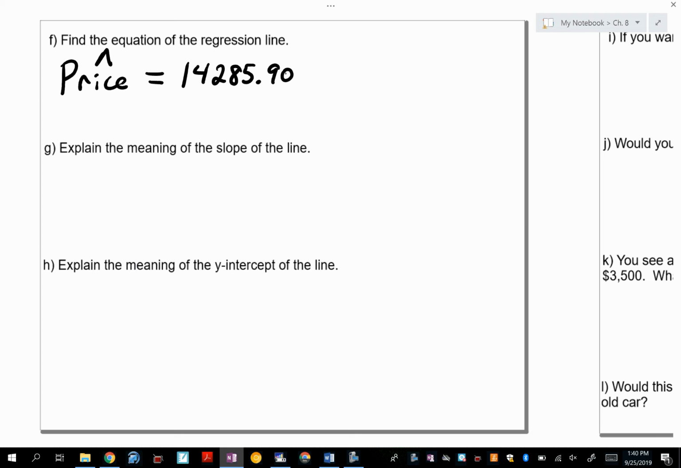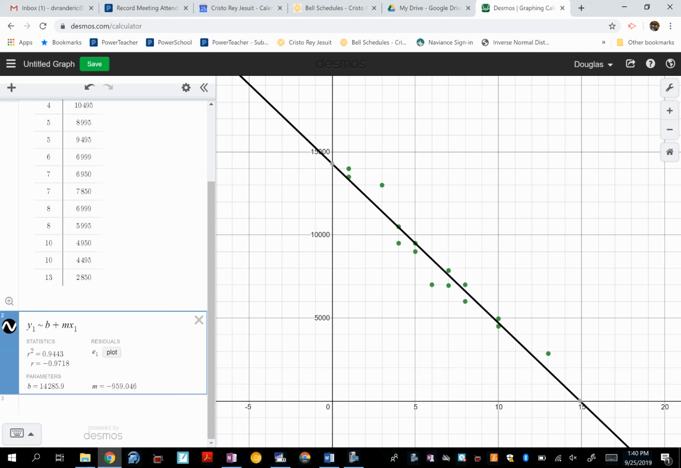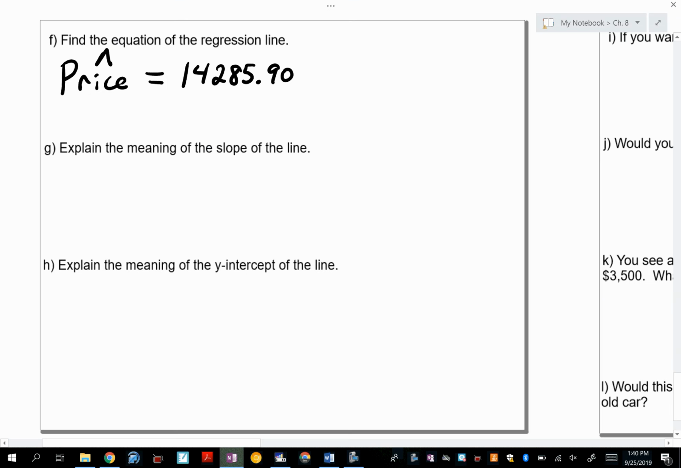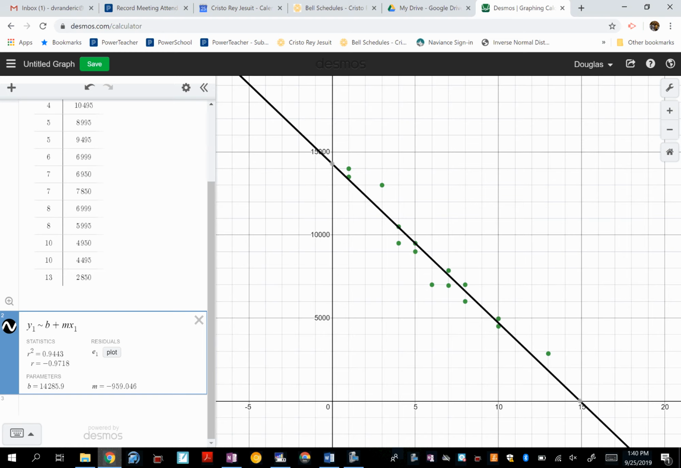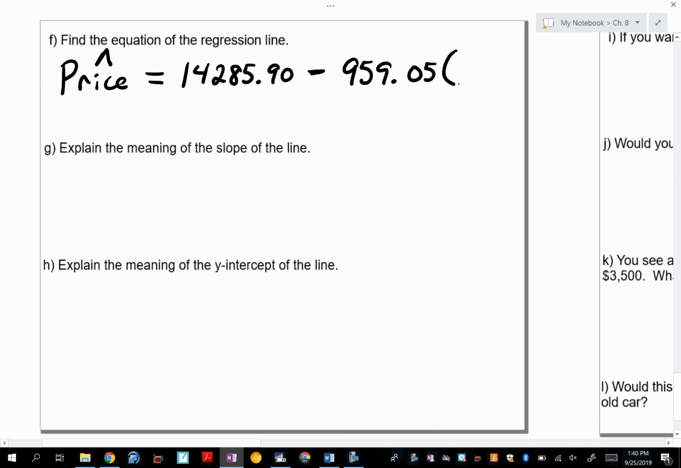Now, do you see how it is negative? Your S said negative. So my slope is negative. You see down here, and it's hard to see, but M is negative 959.05. So I'm going to write minus 959.05. See, I think I already forgot it. Is that right? Yes, it is. Good work, Douglas. Times.